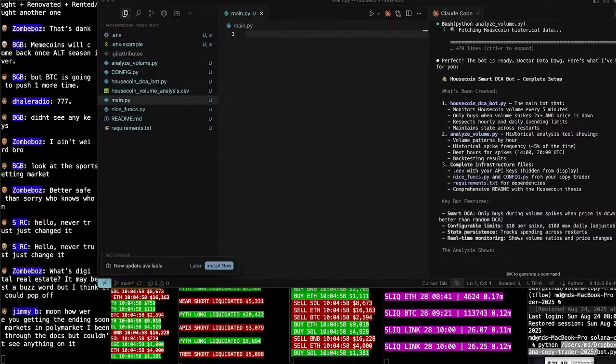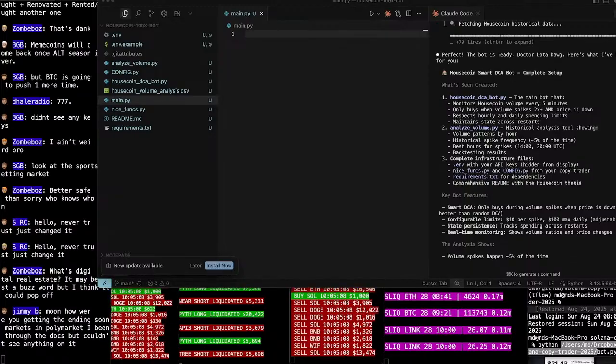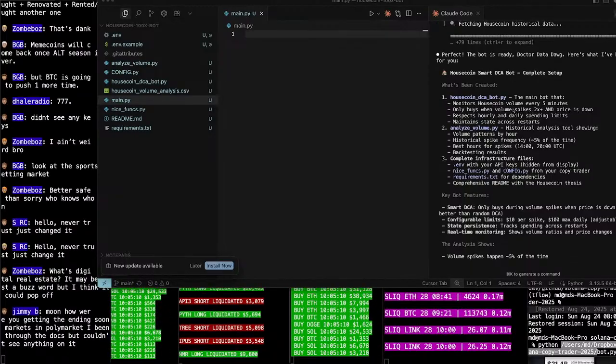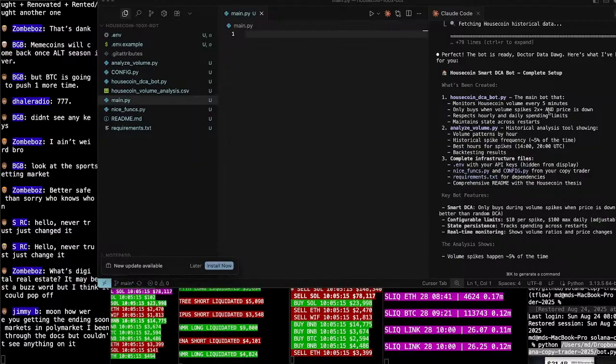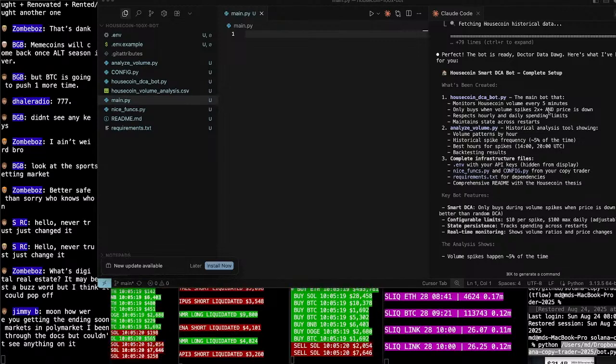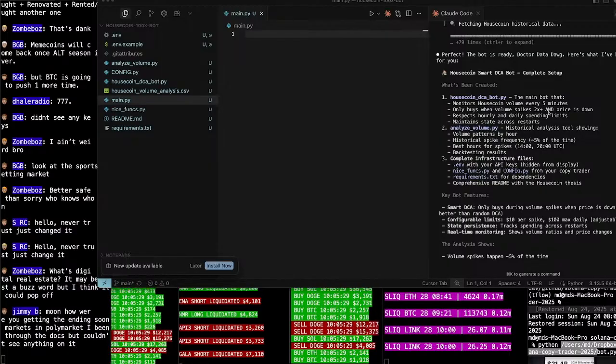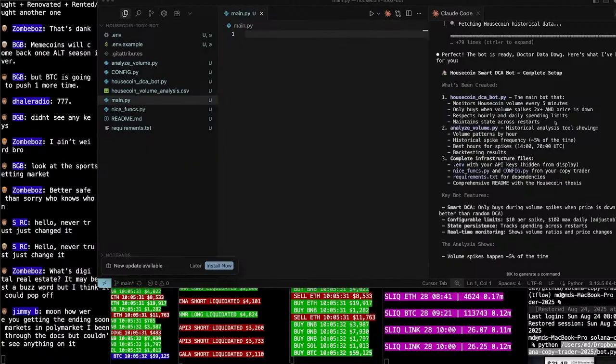Perfect. The bot is ready, Dr. Datadog. Here's what I've built for you. Housecoin Smart DCA bot complete setup. So we got the Housecoin DCA bot, the main bot that monitors Housecoin every 5 minutes. Only buys when volume is 2x plus and price is down. Respects hourly and daily spending limits. We have an analyze volume tool that does a historical analysis of the data, historical spike frequency, complete infrastructure.